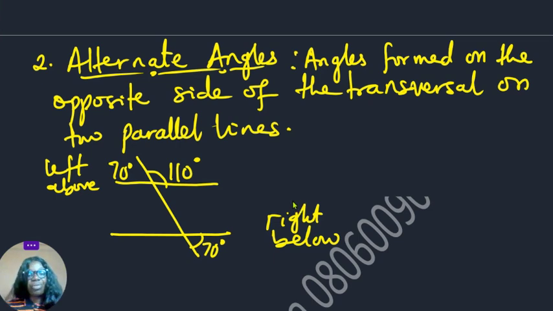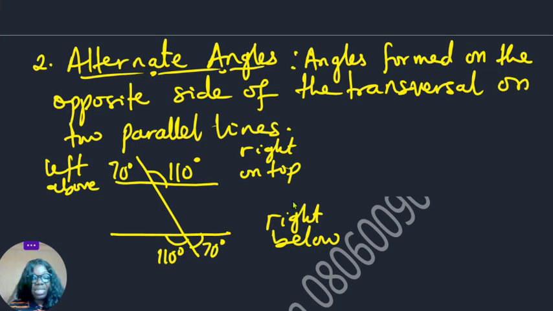Now let's look at that of 110 degrees. Which angle is alternate to 110 degrees? Now this is on the right side on top or above the parallel line. So what's the opposite? That will be left. You come to the left, then below. So this will be the alternate angle. So right here will be 110 degrees.